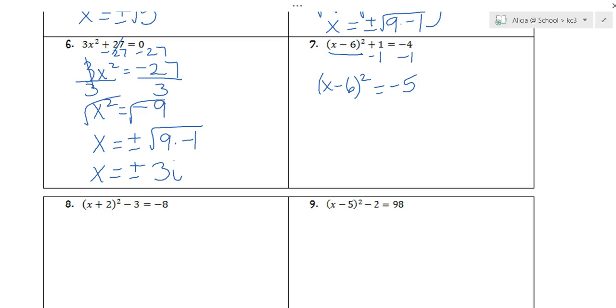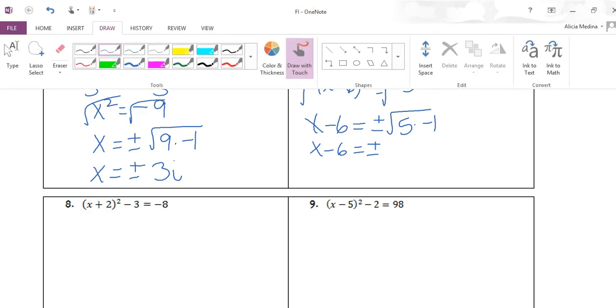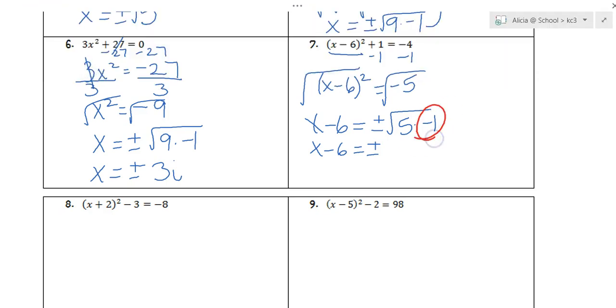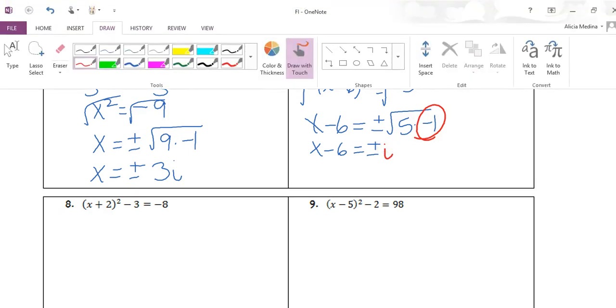And now I want to get rid of that squared. So just like what I was doing before, I have to take the square root. When I take the square root of something that's being squared, I'm just left with that base, which is going to be x minus 6. And then I'm going to have the square root of a -5. So again, I will have my plus or minus sign. I am going to have my 5 times my -1. So I'm going to kind of simplify the right side here. So this is going to be x minus 6 equals plus or minus. I'm going to take that i out. So again, when you cannot take the square root of a number, please remove that i and place it in front of the square root sign.